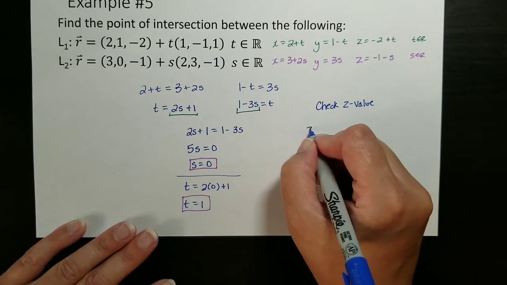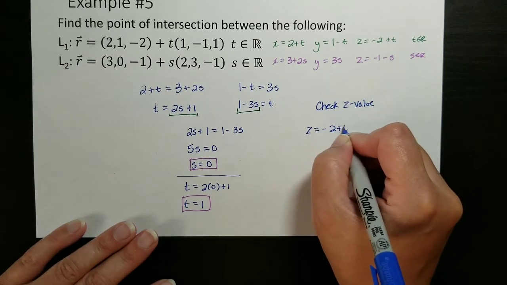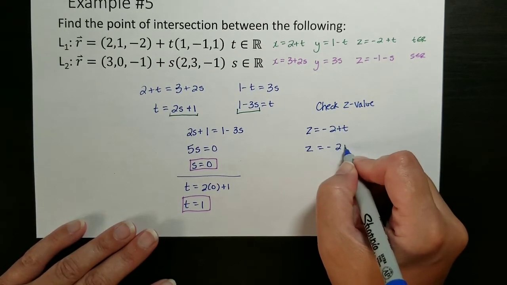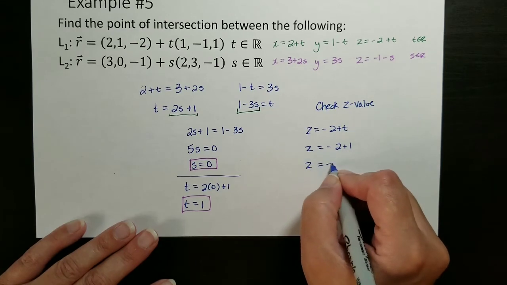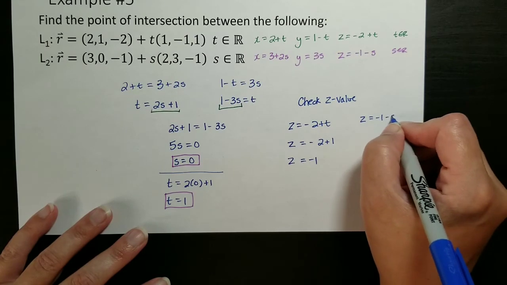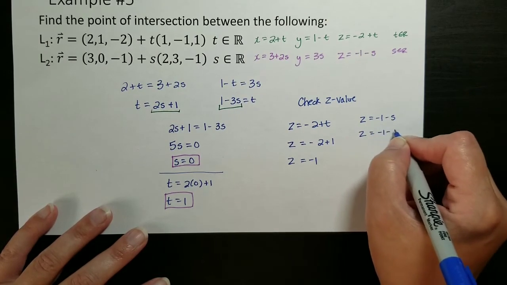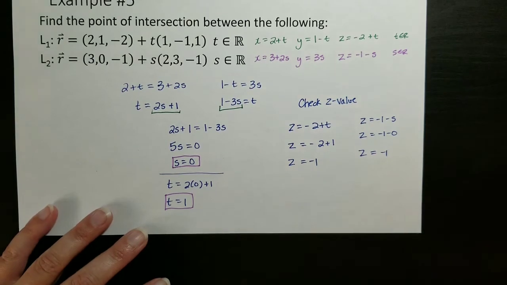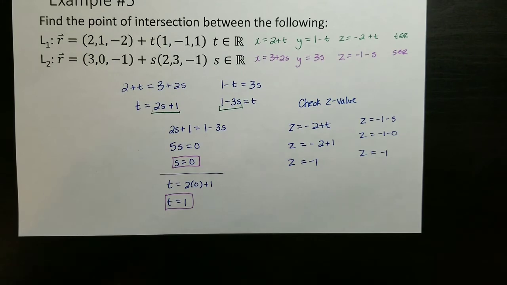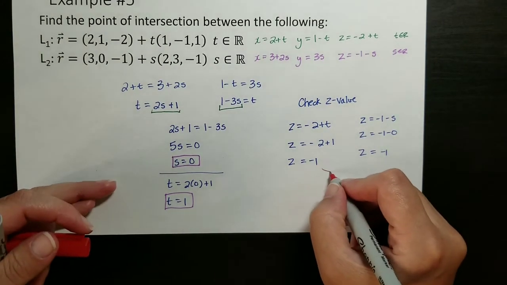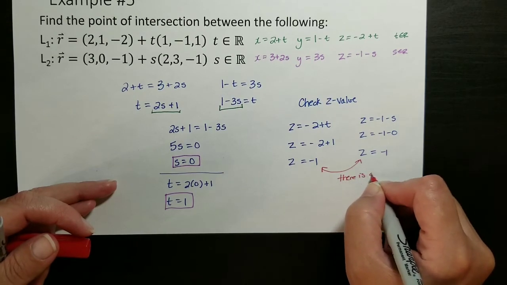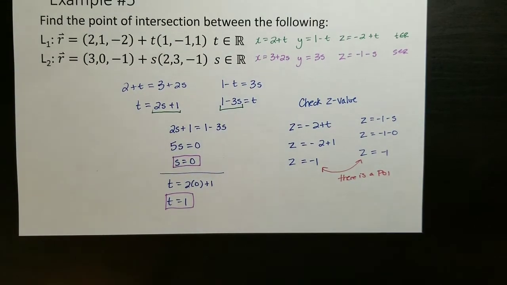So we know in the first equation, z equals negative 2 plus t. So if t is 1, z equals negative 2 plus 1, z equals negative 1. And in the second one, z equals negative 1 minus s, but s was 0, so z equals negative 1. So this means that there is a point of intersection. If these are equal, there is a point of intersection.